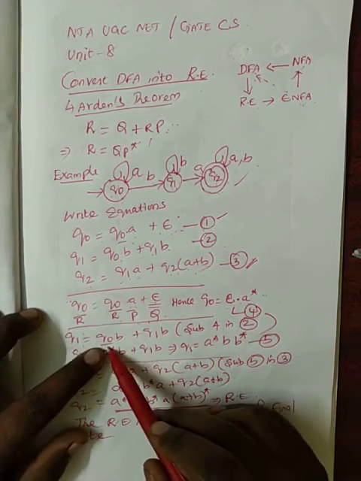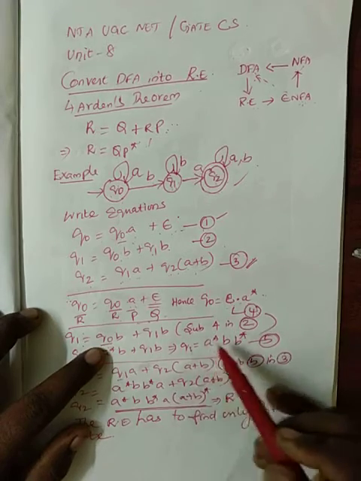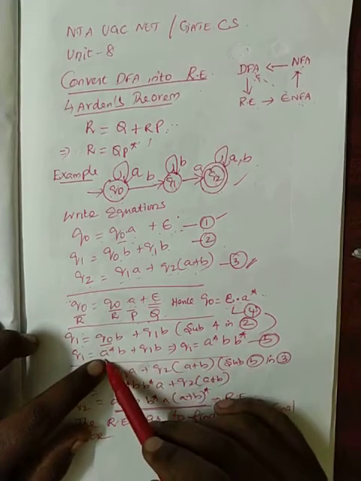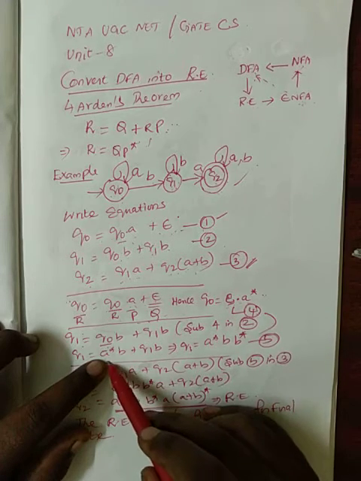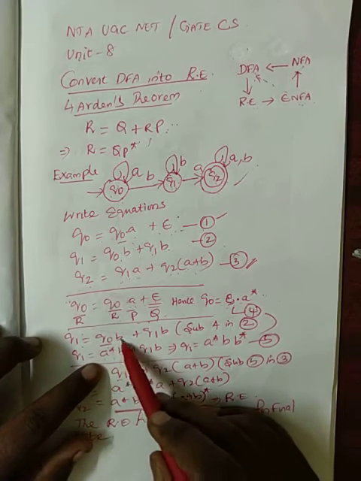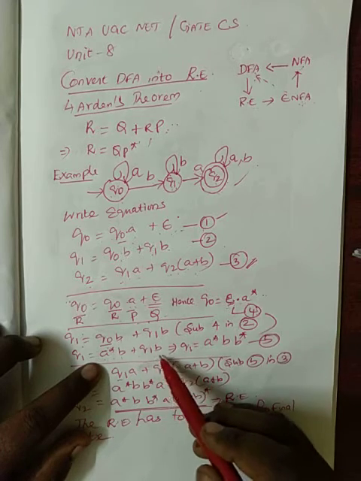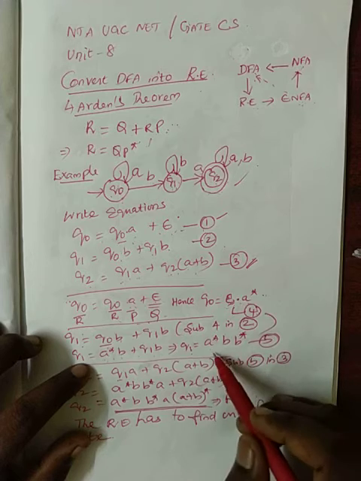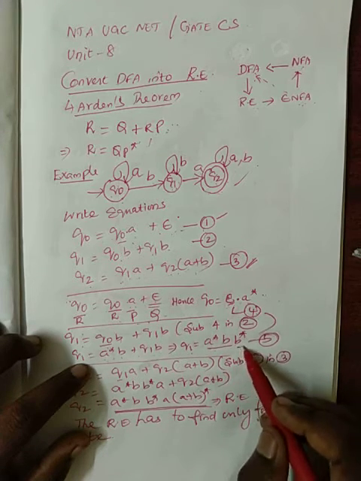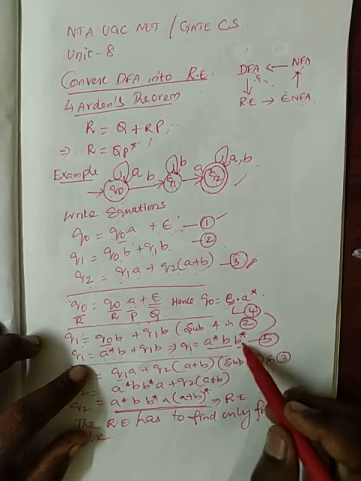Now you want to substitute equation 4 inside equation 1 to get Q1 as some expression. For Q0 we are substituting this expression A star; we can omit this epsilon, not an issue. A star into B plus Q1 into B. So Q1 is nothing but, this is your Q P star, A star B, B star.